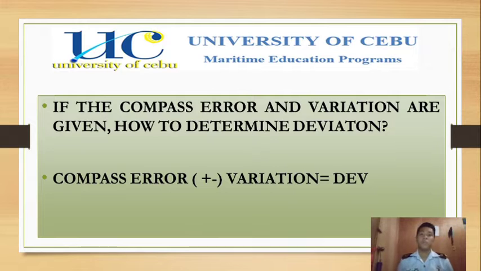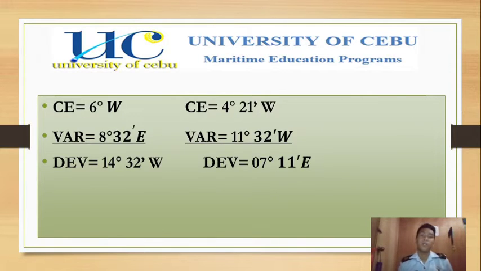For question number 2, if the compass error and variation are given, how do we determine the deviation? In order to determine the deviation, we need to add or subtract the compass error and the variation. Here is an example. Number 1, we have a compass error of 6 degrees west and a variation of 8 degrees and 32 minutes east. We must add to get the deviation from the compass error and the variation. So now we have a deviation of 14 degrees 32 minutes west.